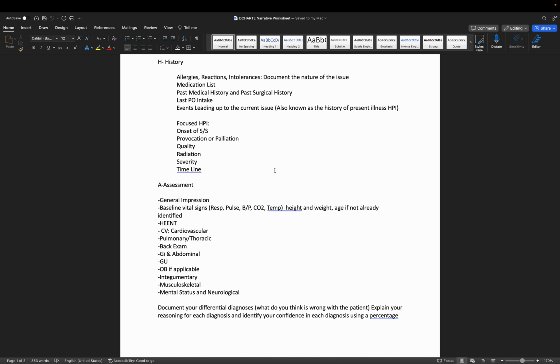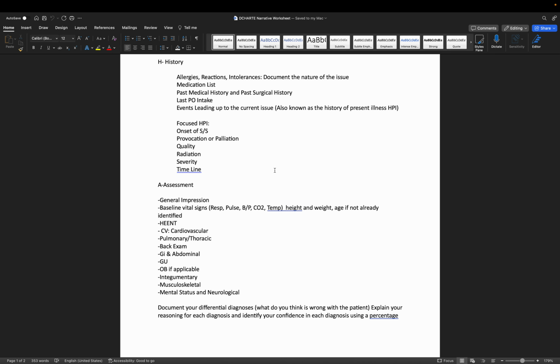Remember, a pertinent positive is something that exists that shouldn't. For example, deformity, pain, swelling, adventitious lung sounds, right? These are things that are present that shouldn't be. And then pertinent negatives are things that you don't find that you would expect to find. For example, somebody has a loss of sensation, say. That would be an example of a pertinent negative.